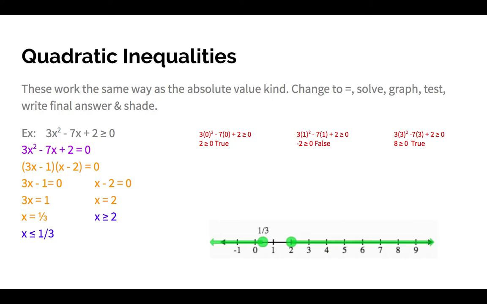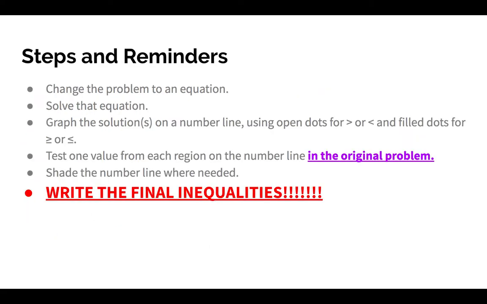So you can see this is the same as absolute value. I'm still just solving, and like absolute value, I'm getting two answers, and so that makes 3 regions to test, and then I'm writing my final solutions after I shade. So let's just kind of go through this. I want to make sure we have our steps. This might be a good slide if you want a screenshot or put it in your notes because it's the steps of what to do.